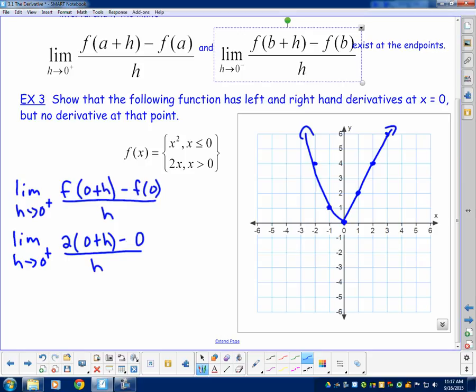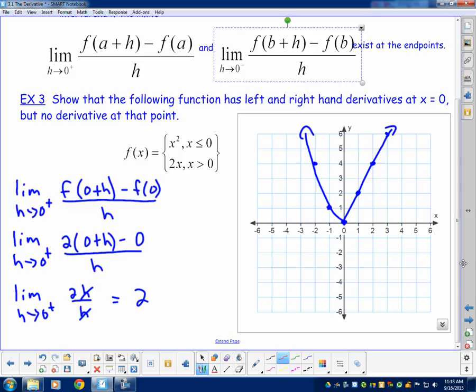So this is limit as h approaches 0 from the right of 2h over h. The h's cancel. There's nothing to plug 0 into. So that equals 2. So the right-hand derivative is 2. Do you think the left-hand derivative is going to be 2?